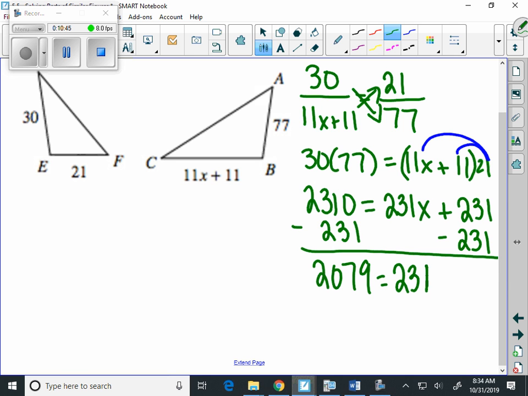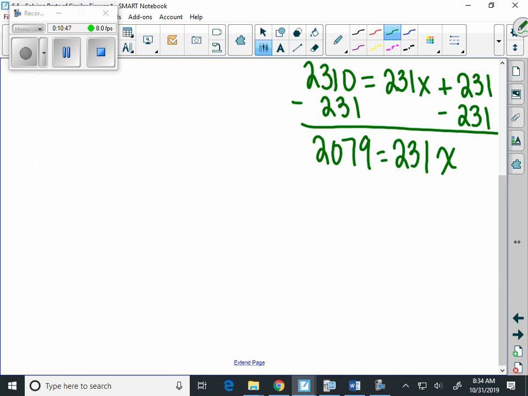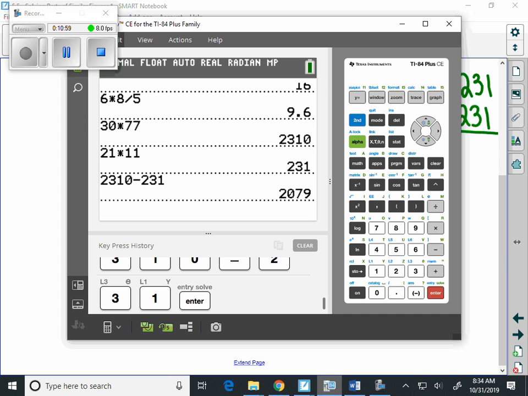equals 231x, and we want to solve for x. So we're going to divide both sides by 231. So 2,079 divided by 231 gives us 9.